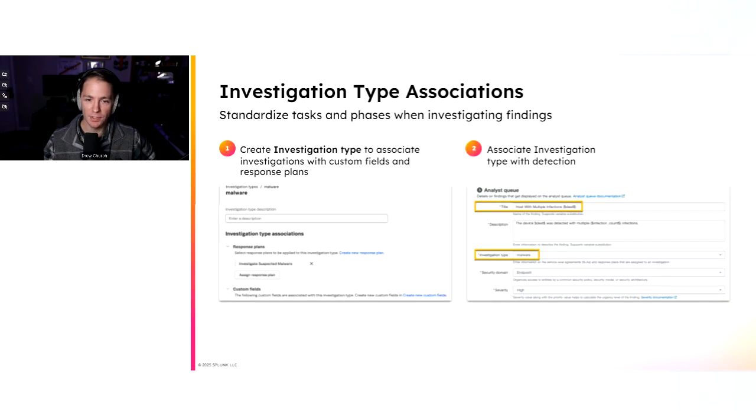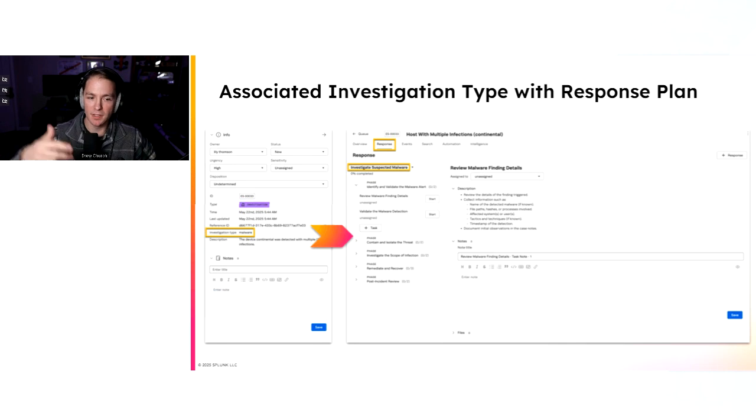Investigation types allow us to build out really useful automation and a response plan capability. What happens when this type of detection fires? That, as I mentioned, feeds from, hey, this is a malware investigation, which then automatically assigns the suspected malware investigation.